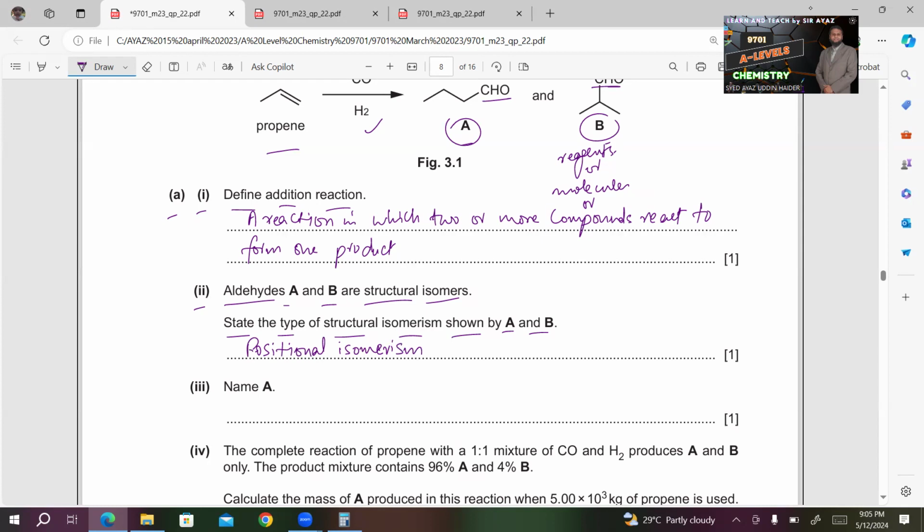Name A. There must be 4 carbon atoms in it. 1, 2, 3, 4. And it's an aldehyde. So you write butanal. It's a butanal.